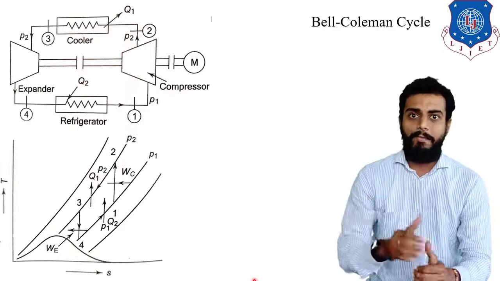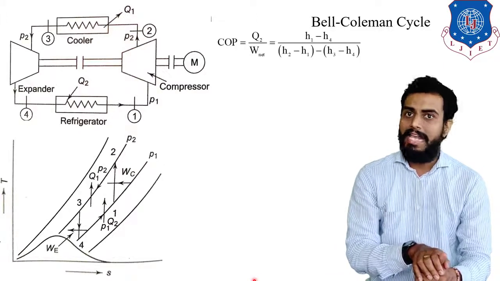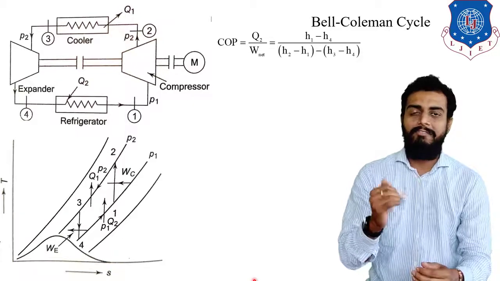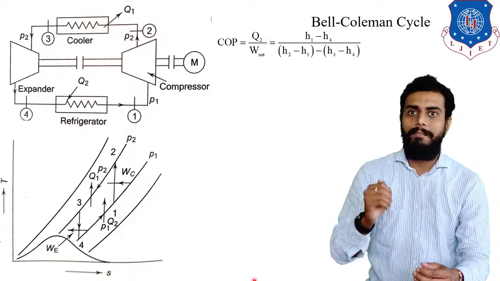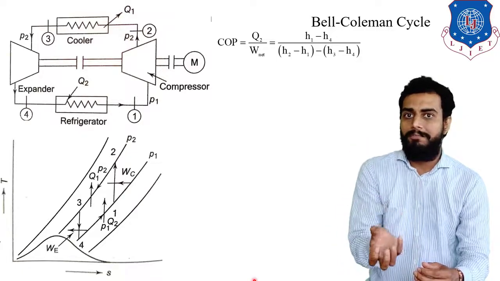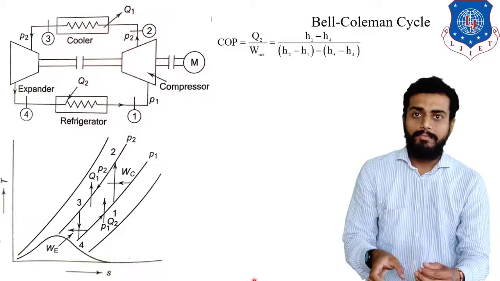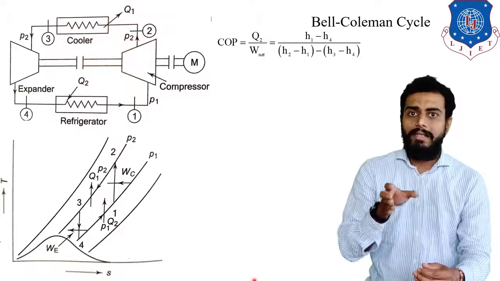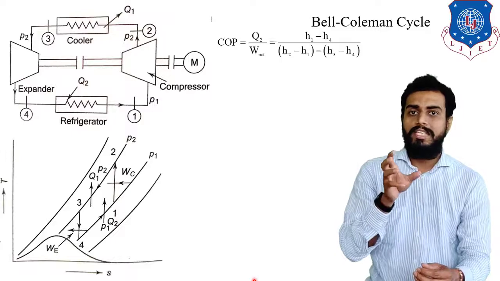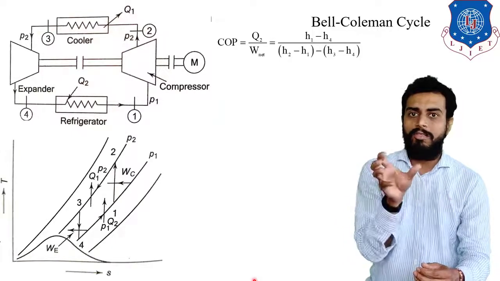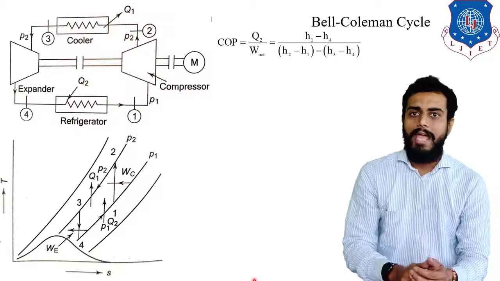Now let us evaluate the performance of the Bell-Coleman cycle. So COP, that is coefficient of performance, can be written, as you know, as desired effect divided by work done. So here our desired effect is to cool down something. That is why Q2 divided by W net. Q2 is the amount of heat absorbed from the refrigerated atmosphere. Okay. Now here you know that it is an ideal gas. So you can write Q2 is equal to H1 minus H4, because the refrigerator section is in between points 1 and 4.